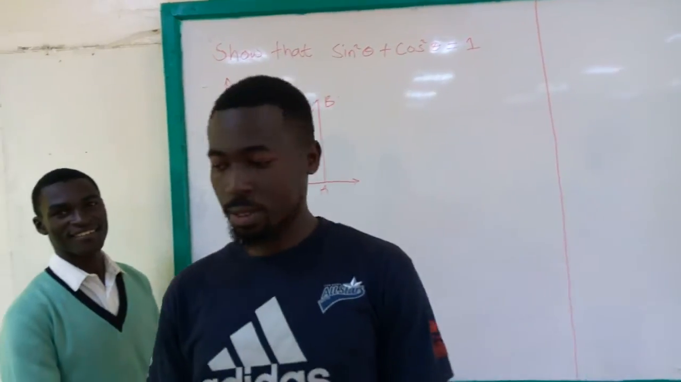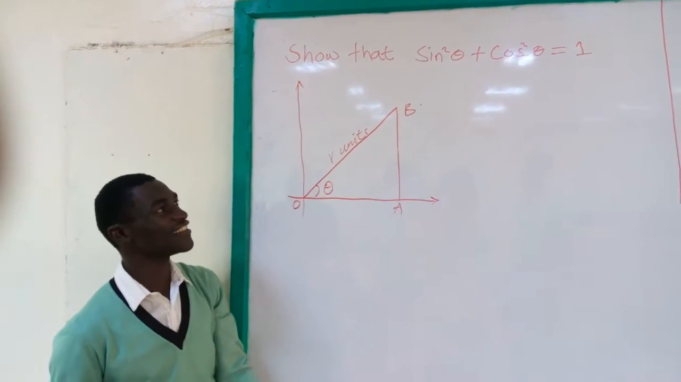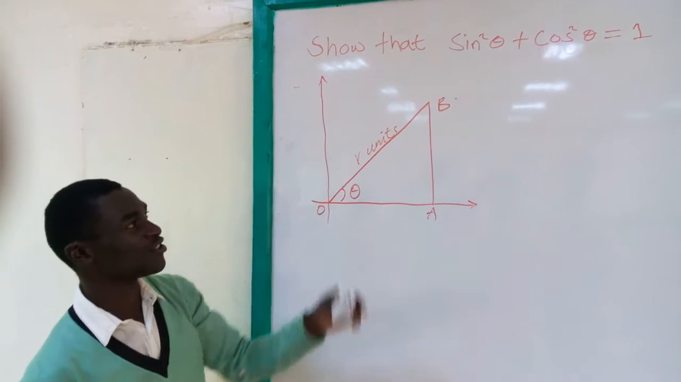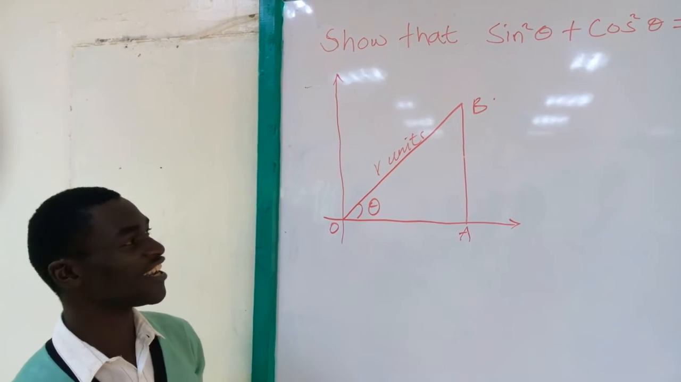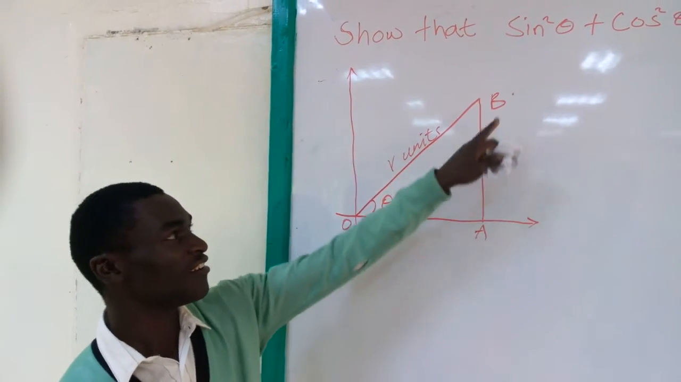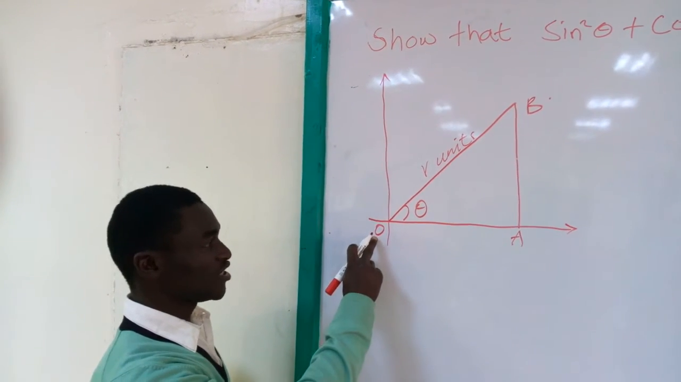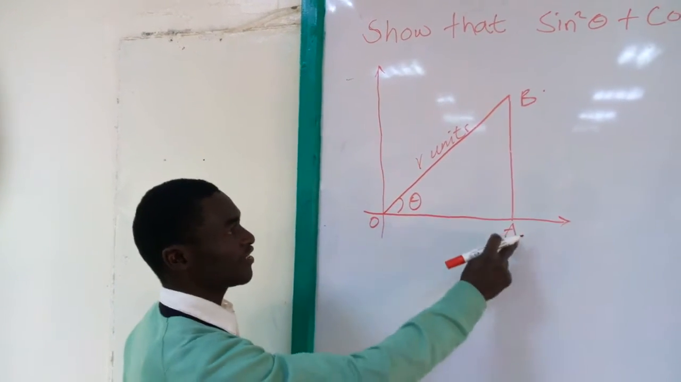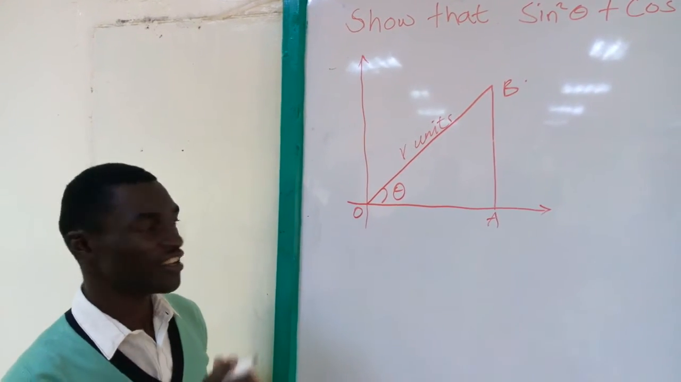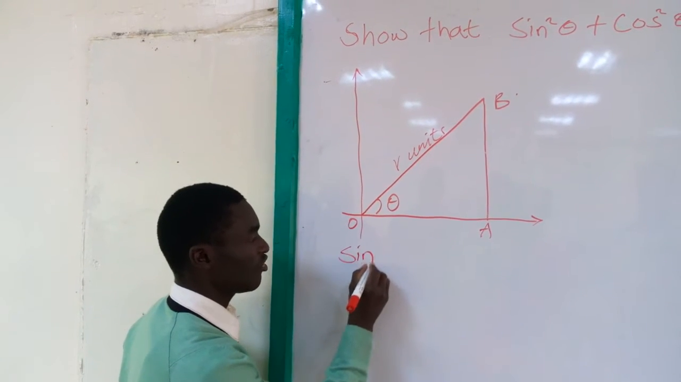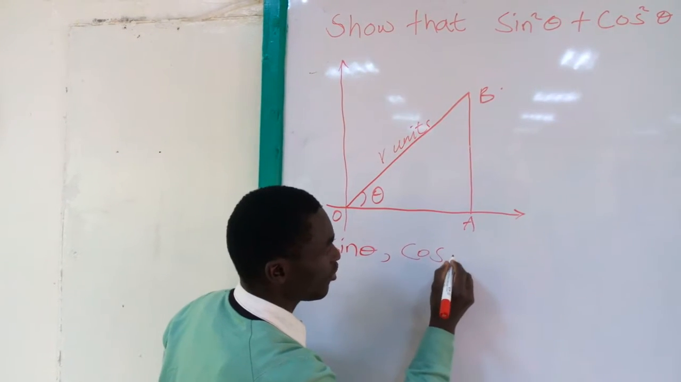Hello, I'm Basil Miller. Just as my colleague has introduced, we want to show that sine squared of theta plus cosine squared of theta equals 1. To show this, we are going to consider a right angled triangle OAB. First of all, I would like us to determine the lengths OA and AB. To determine this, we are going to consider the trigonometric ratios, that is the sine of theta and cosine of theta.